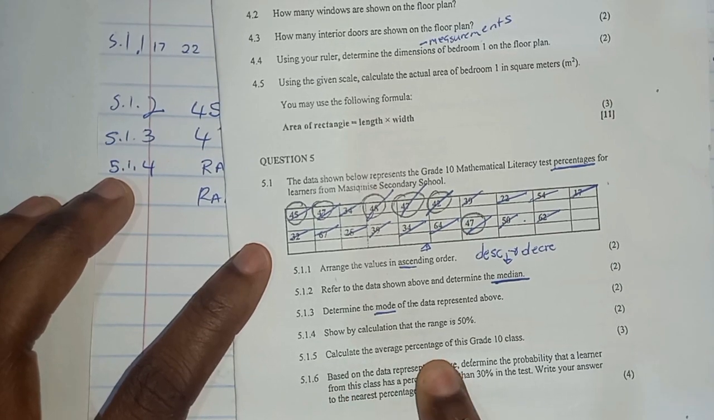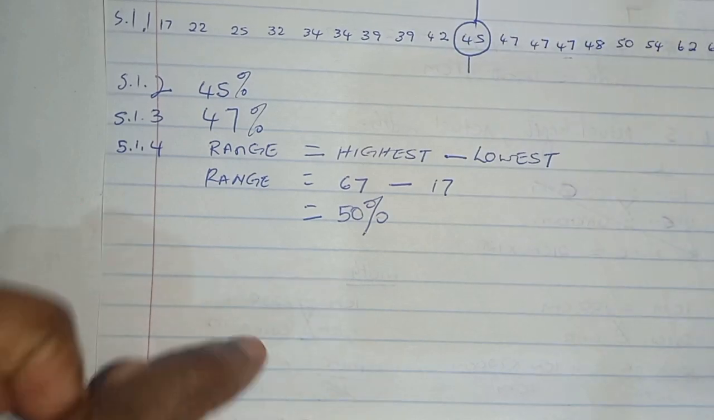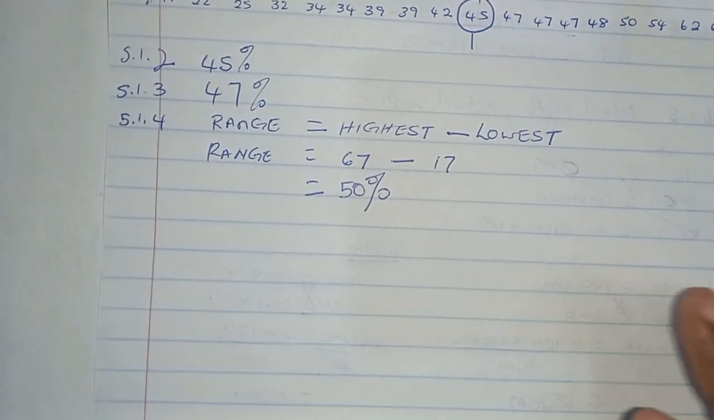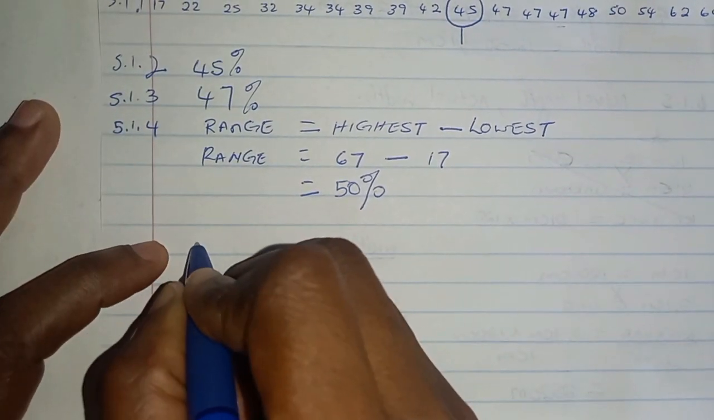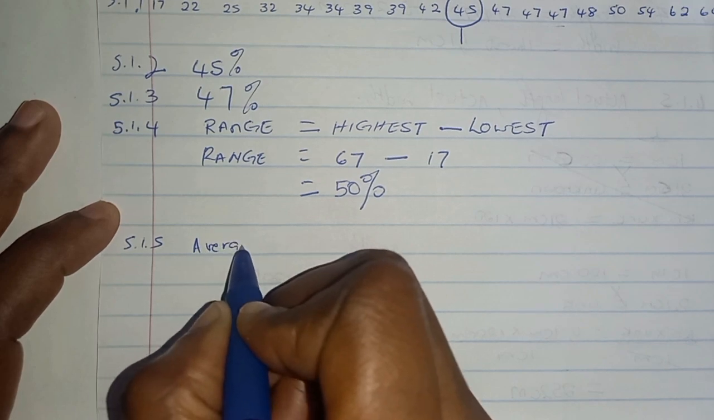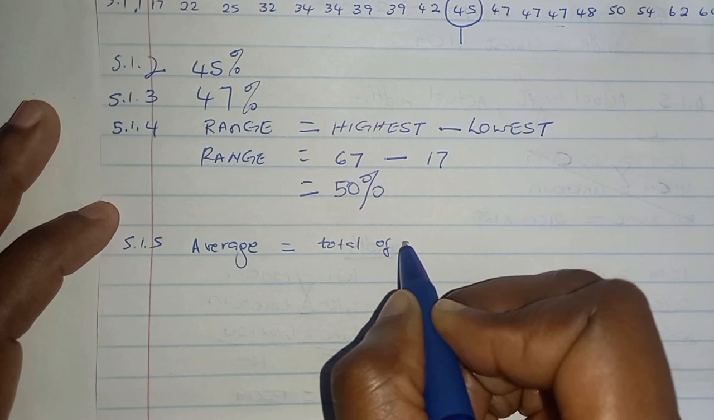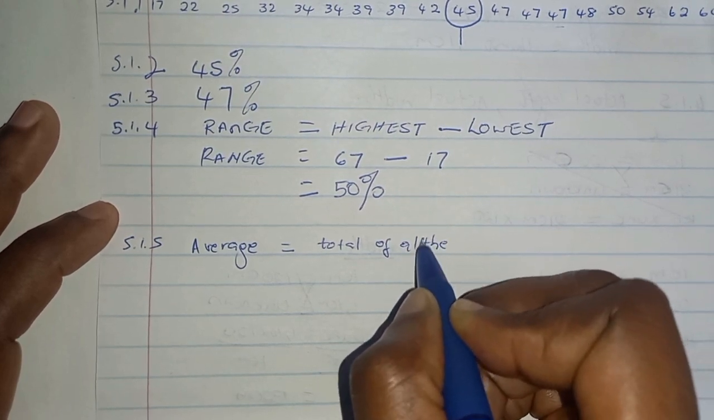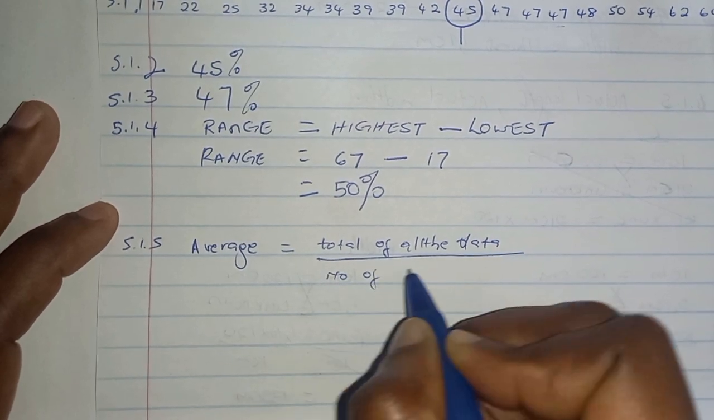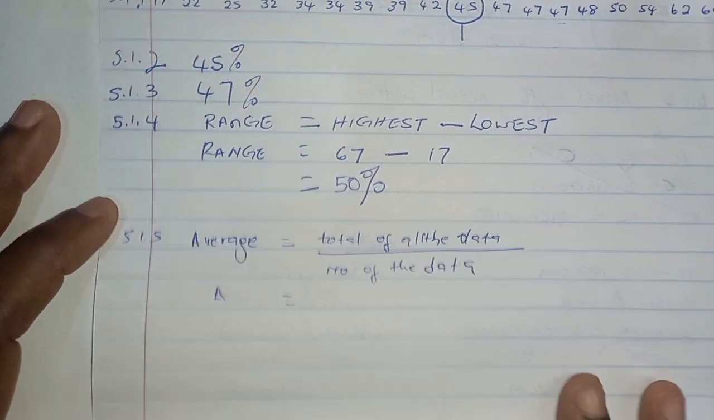Calculate the average percentage of this grade 10 class. Now, what is average? Average is mean, and average and mean are calculated the same way. So the average formula is the same as the mean formula. Average is equal to the total of all the data divided by the number of the data. So what is the total? We are going to calculate that.